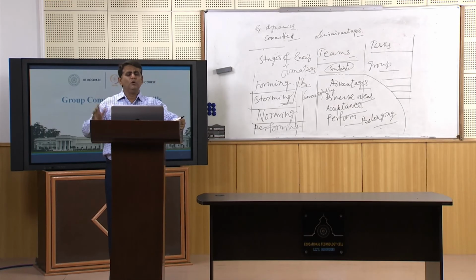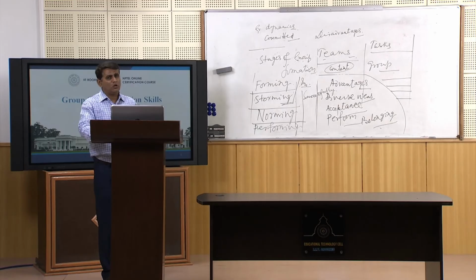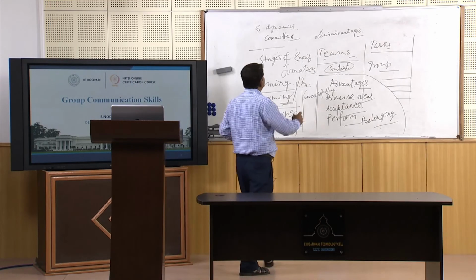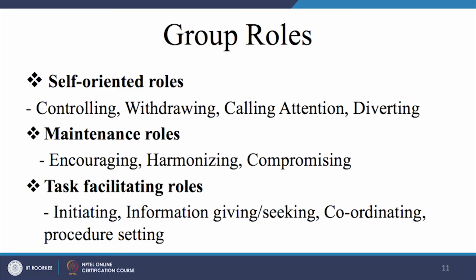Now there are certain group roles which you also have to understand. The group members have 3 sorts of roles. First is self-oriented roles. Then we have maintenance roles, then the task facilitating roles.